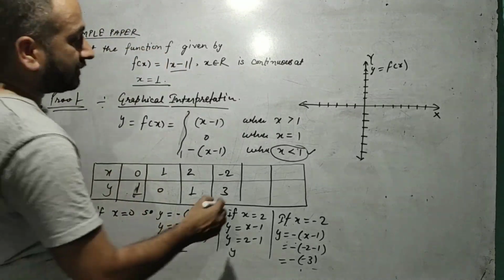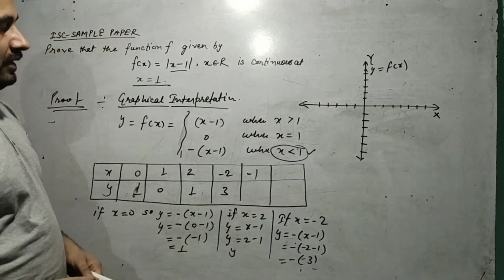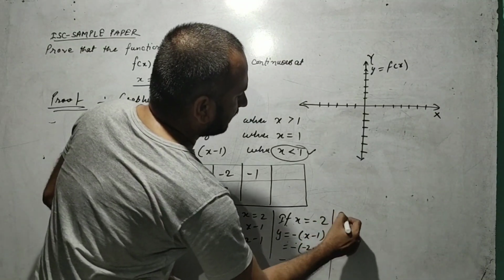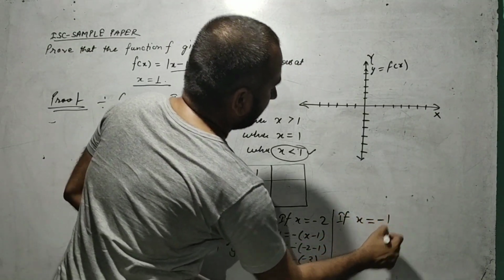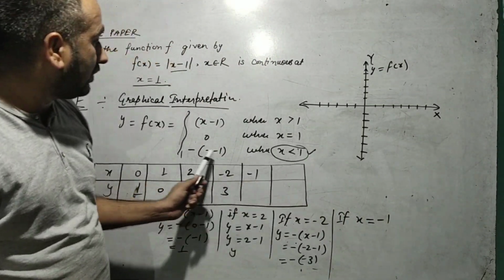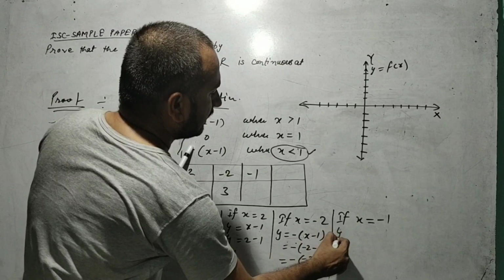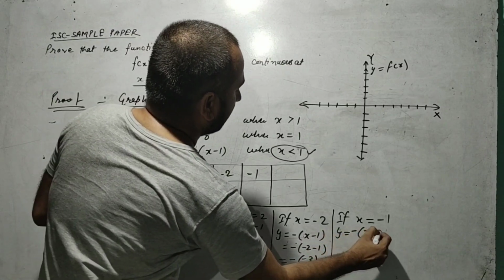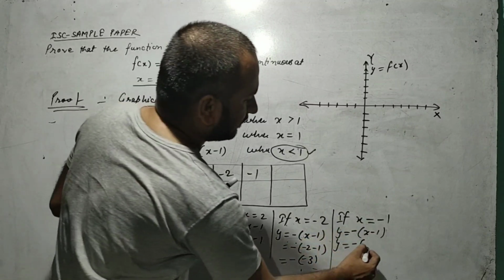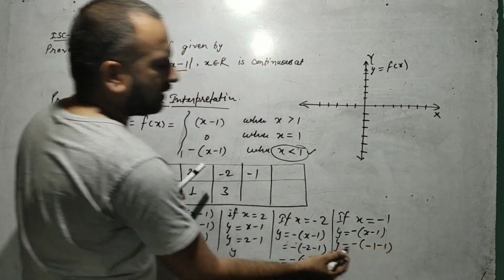If you are taking x is minus 1, this means it is also less than 1. So your y is what? y is minus of x minus 1. Put the value of x is minus 1, so minus of minus 1 minus 1. This will give you positive 2.